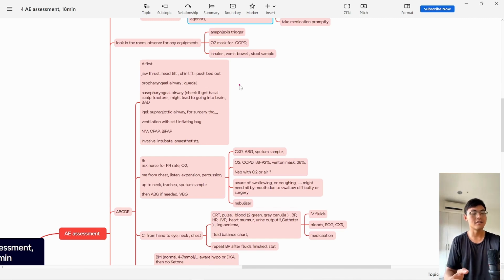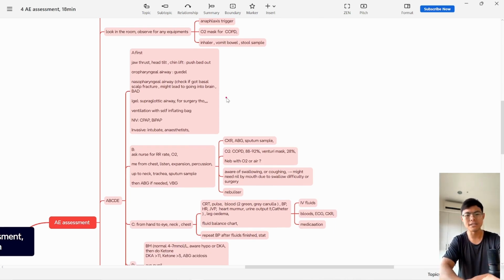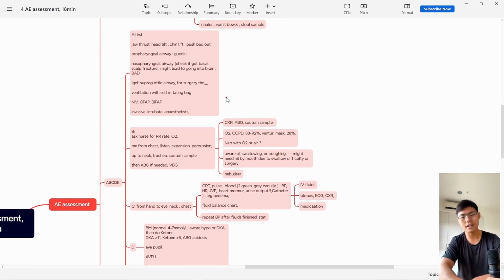Oxygen-wise, you check if the patient has COPD and is on a normal oxygen mask with 15 liters and the sats are 98%, then you have to change it. They might prepare some inhalers, vomit bowls, or stool samples around the table. Double check on that, or ask the nurse, "What's that? Is that this patient's vomit sample?" And look inside for any blood, okay?